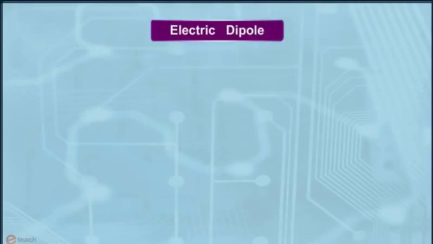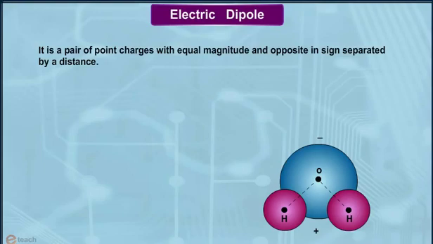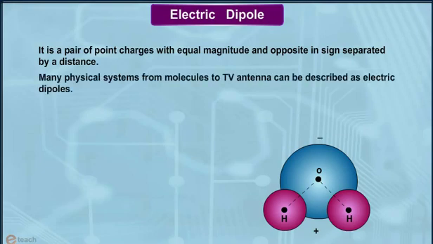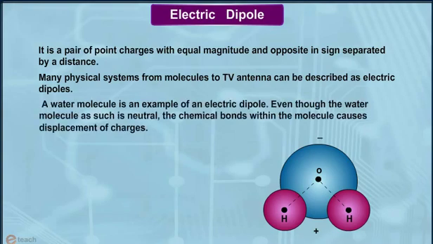Electric dipole. It is a pair of point charges with equal magnitude and opposite in sign separated by a distance. Many physical systems, from molecules to TV antennas, can be described as electric dipoles. A water molecule is an example of an electric dipole.